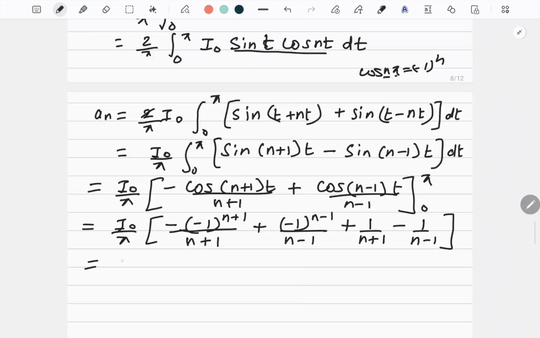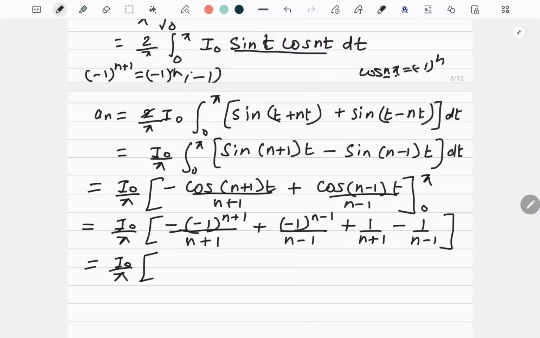Now, I0 by pi. Now here, minus 1 to the power n plus 1, I'll show here, minus 1 to the power n plus 1 can be written as minus 1 to the power n into minus 1.